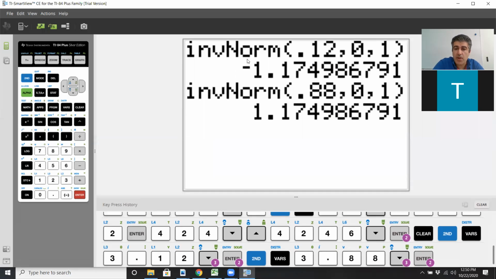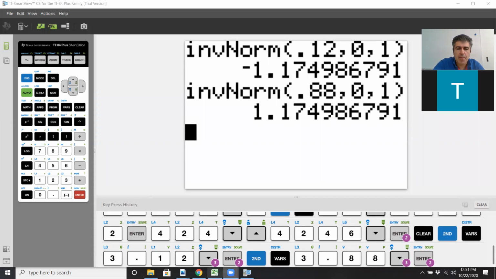Yes, Will asked a great question. The inverse norm solves for the z-score, 100% correct. But you do have to make the mean 0 and the sigma 1, because that's the assumption for z-scores. It's standardized, meaning mean is 0, standard deviation of 1. Yes, that's 100% correct, Will.